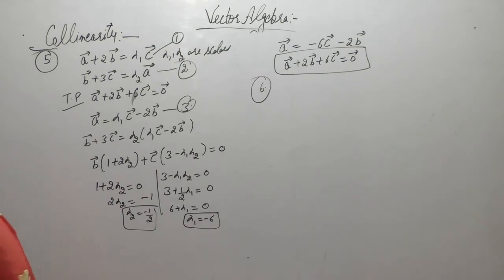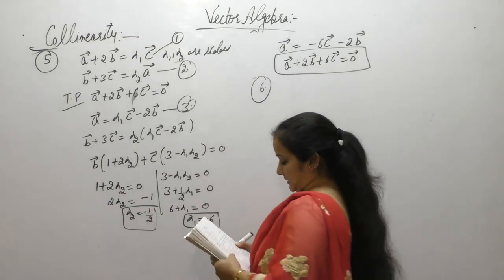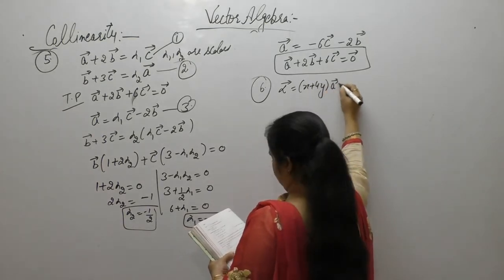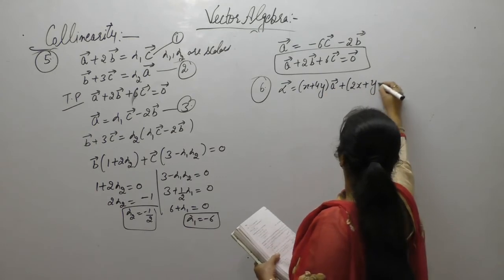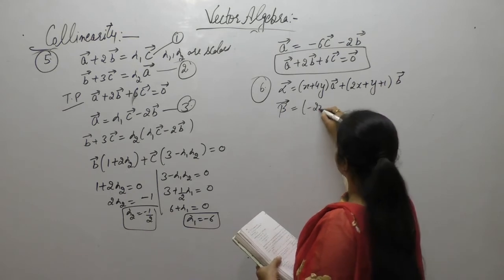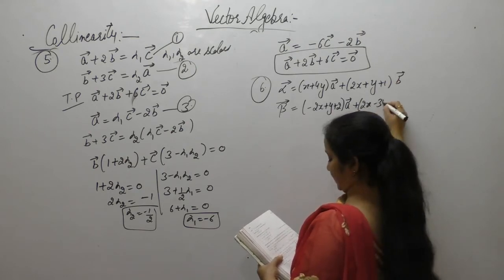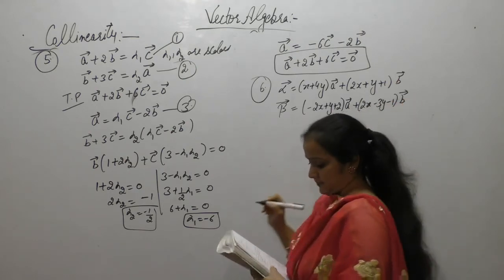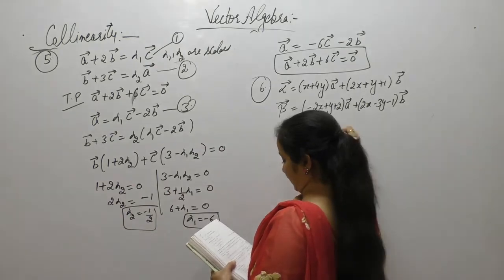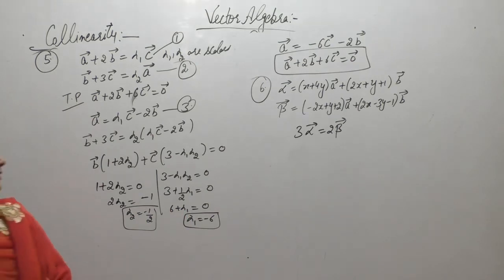Now next one. If A vector, B vector are non-collinear vectors and the vectors alpha equals (x plus 4y) A vector plus (2x plus y plus 1) B vector, and beta vector equals (minus 2x plus y plus 2) A vector plus (2x minus 3y minus 1) B vector, are connected by the relation 3 alpha vector is equal to 2 beta vector, find the value of x and y.